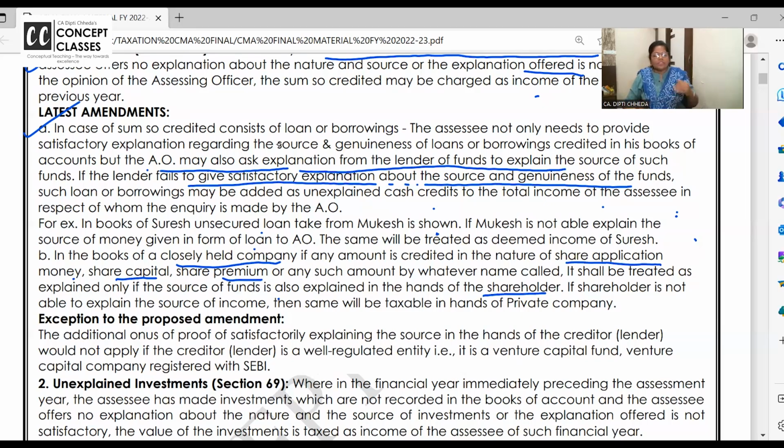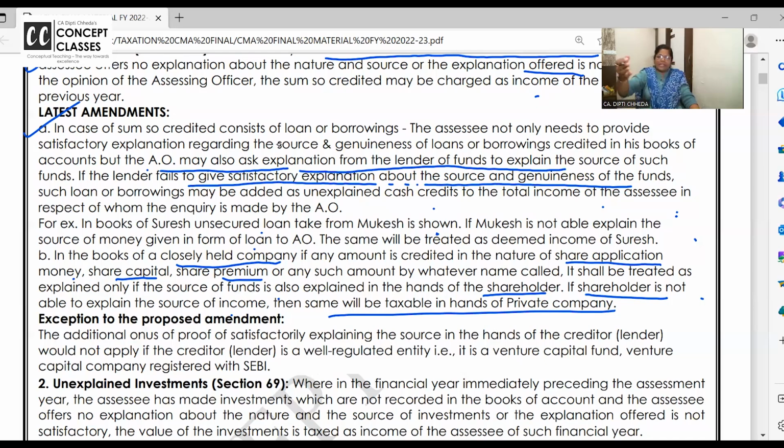So can the private company ask the shareholders, you have purchased the shares of our company, where is the money from? The shareholder should be able to explain the source. If the shareholder is not able to explain the source of income, the same will be taxed in the hands of the company.